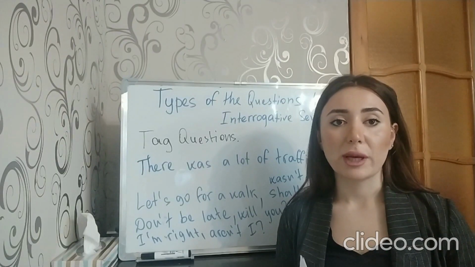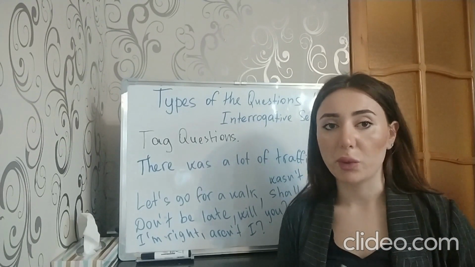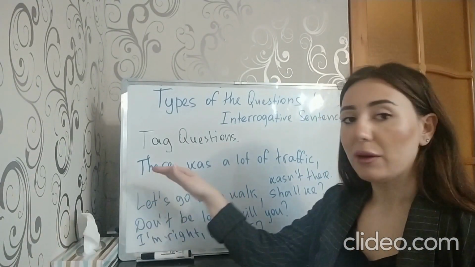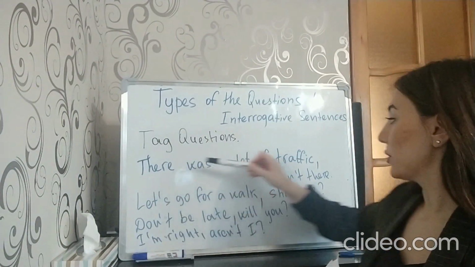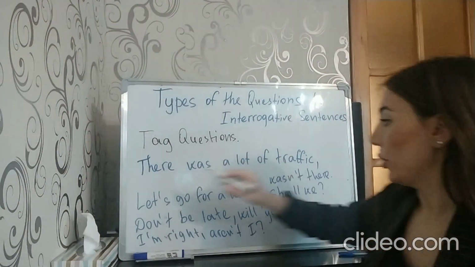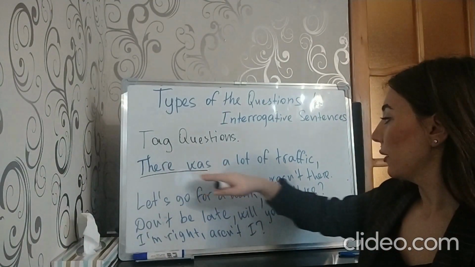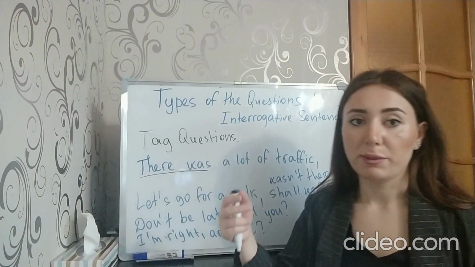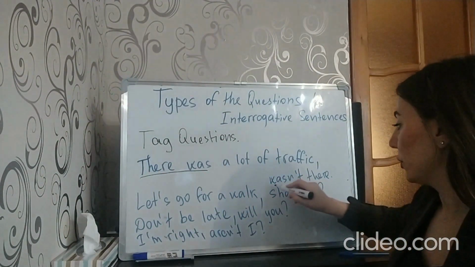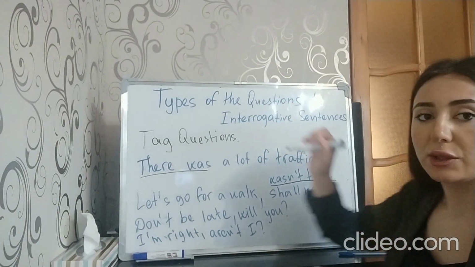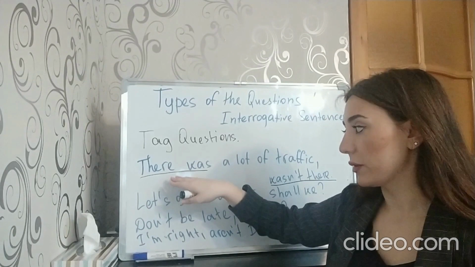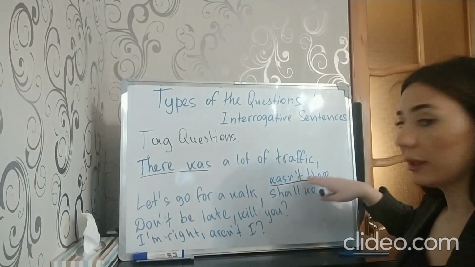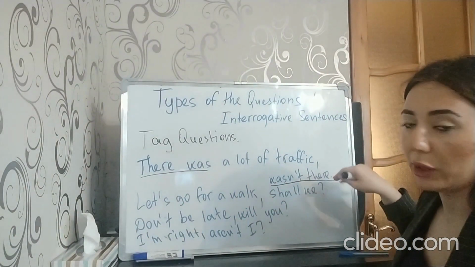In tag questions, we have certain exceptions that we must remember. If our sentence starts with there was, for example, there was a lot of traffic, wasn't there? The first part of the sentence is positive, and in the second part I use wasn't there. So remember that if the first part has there, the second, negative part must use the word there as well.